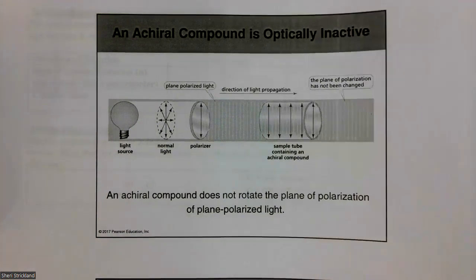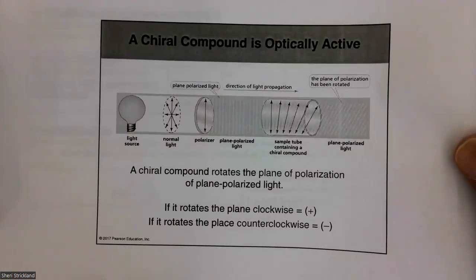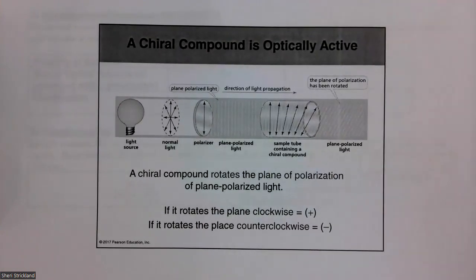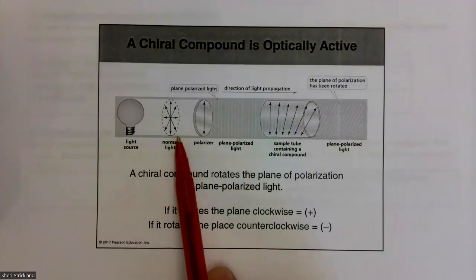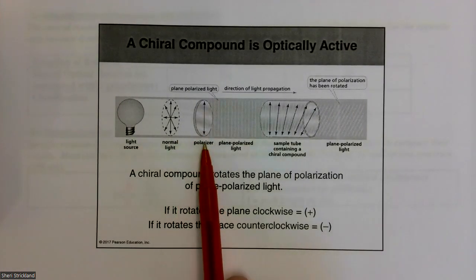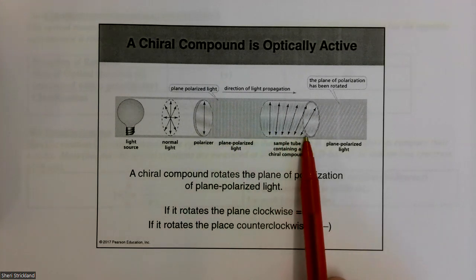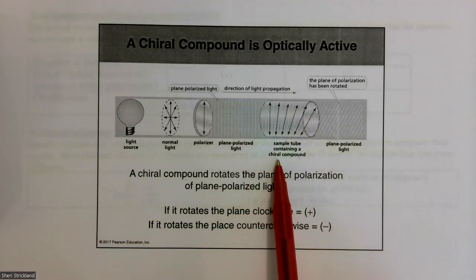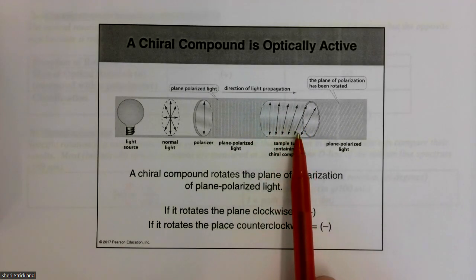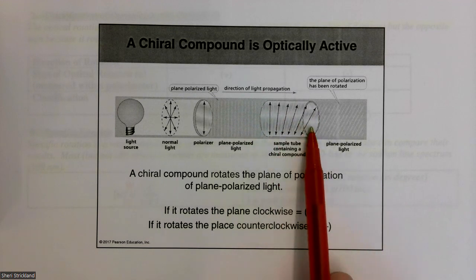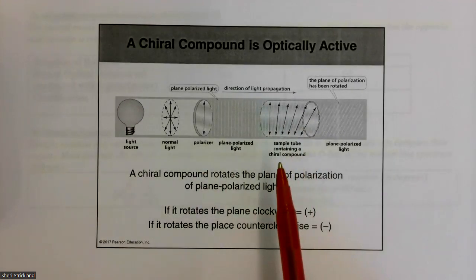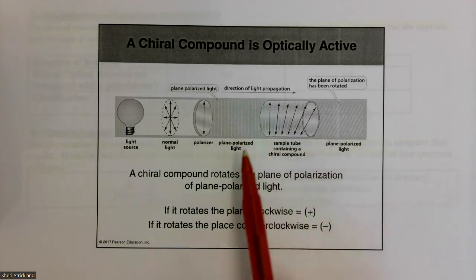Now, if you look at what happens with a chiral compound, same sort of thing, the light source, the polarizer that filters out all but one plane of polarized light. You can see when it comes into contact with a sample tube that has a chiral substance in it, then this plane starts to rotate. And the number of degrees and the direction that it rotates is characteristic of whatever it is that's in there.